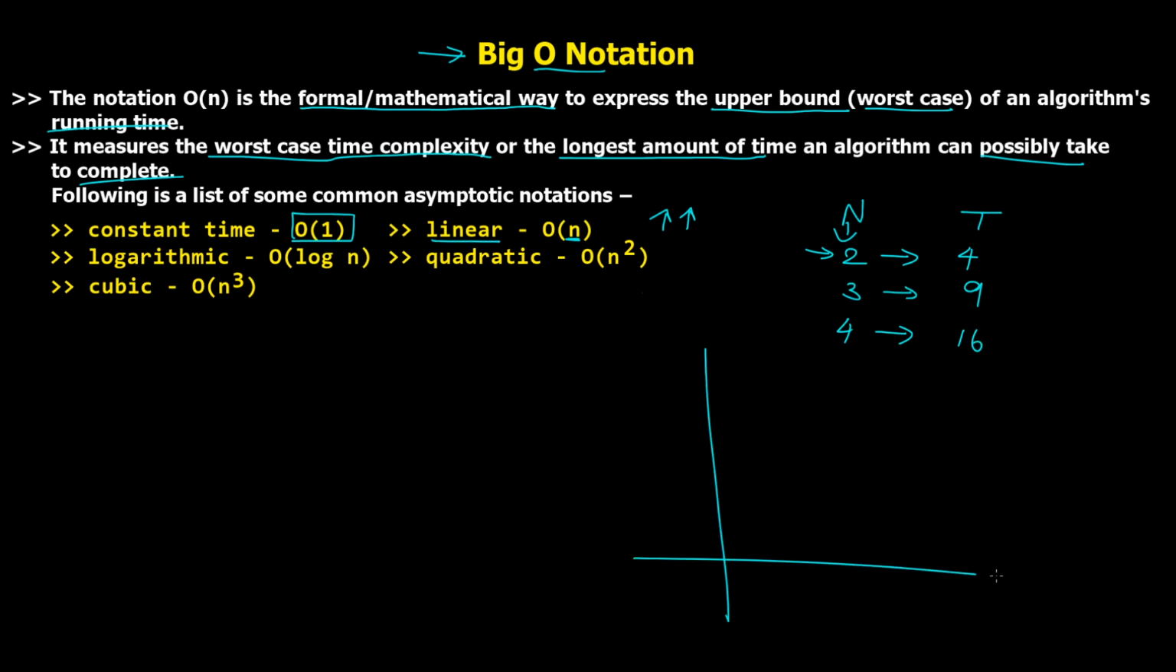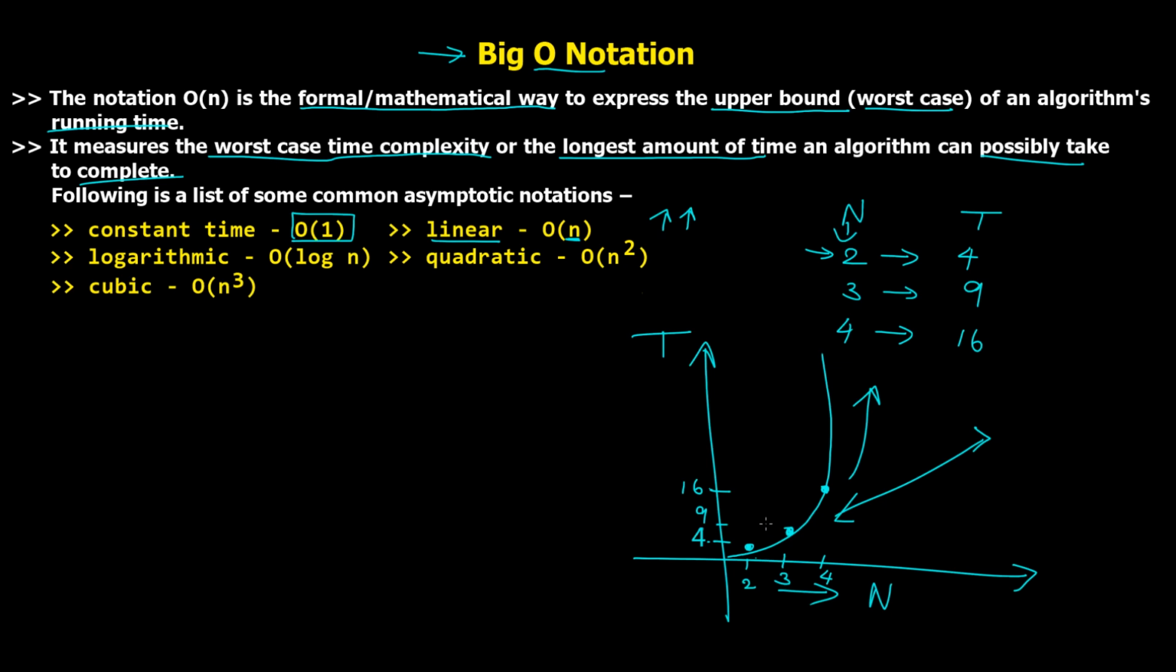So on a graph, if this is n and if this is basically the time, the graph would look something like this. This would be 2, then we have 3, somewhere over here, then we'll have 4, over here, and the time is going to be 16, this is going to be 9, and you can see there is an exponential growth over here. It's not linear, it's not a line, it's a curve. This is quadratic growth, or you can say it is exponential growth.